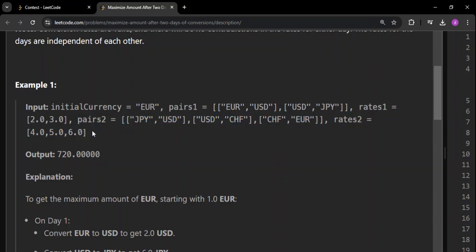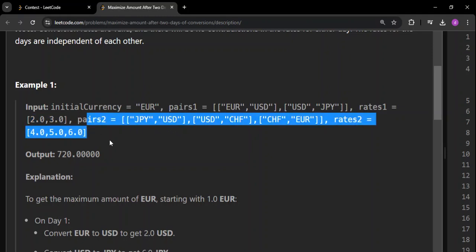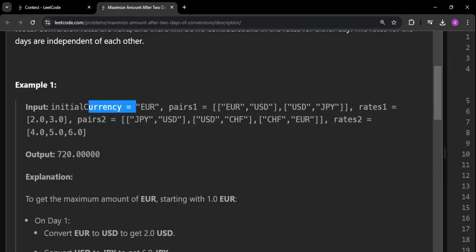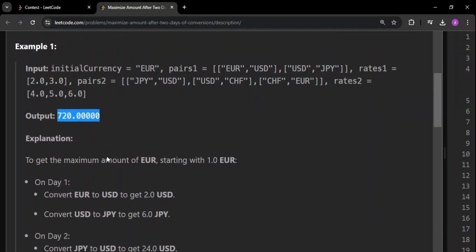After the end of day two, you will have to return the max amount of money that you can have in the original currency itself. The idea is you started with €1, then you can do these kinds of trades to convert it to other currencies based on these particular rates, and the same for day two. After that, you have to come back to your original currency and tell how much money you have in terms of euro. So let us see example one first.